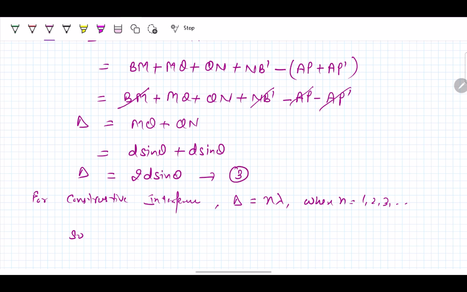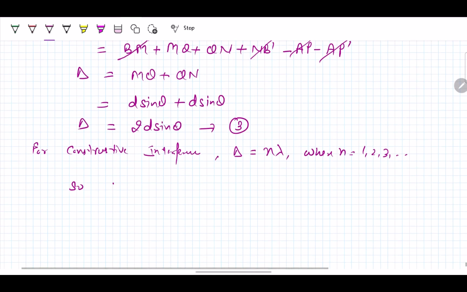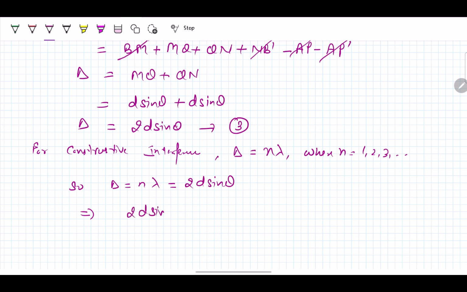Using this property in equation 3, delta equals n lambda equals 2d sin theta, so 2d sin theta equals n lambda. This is called Bragg's law of diffraction, used in X-ray diffraction.